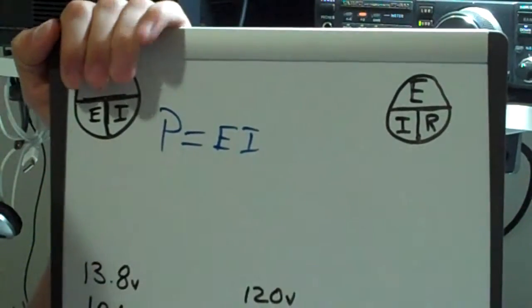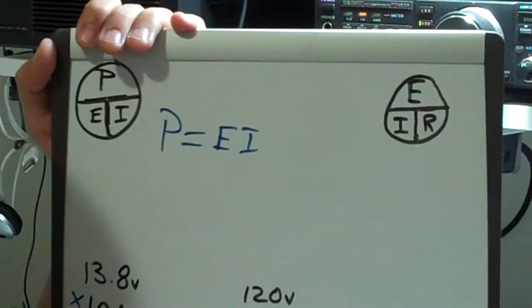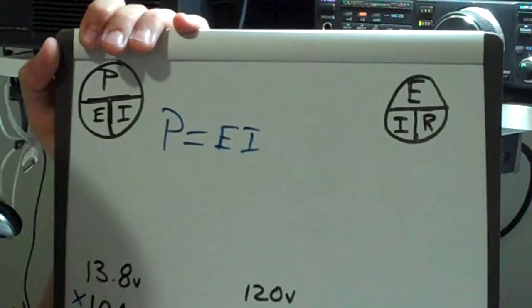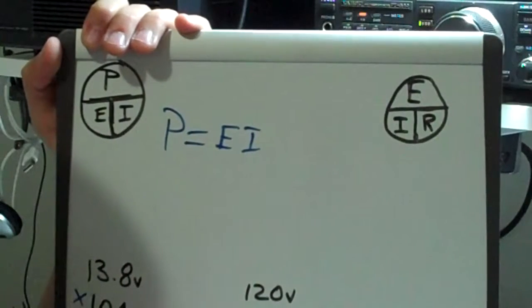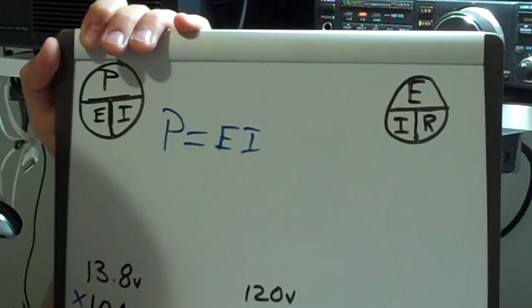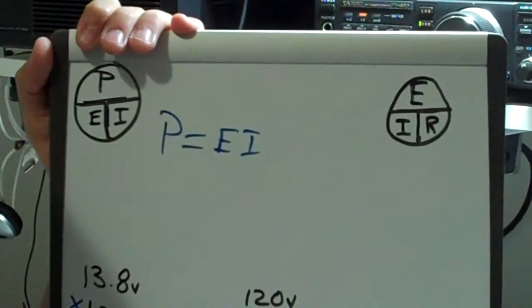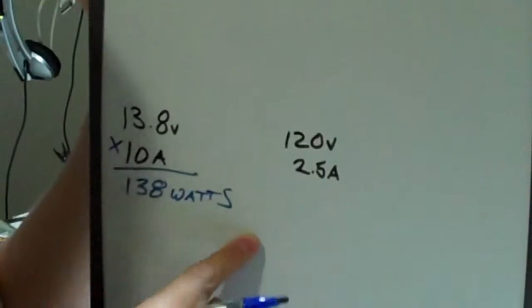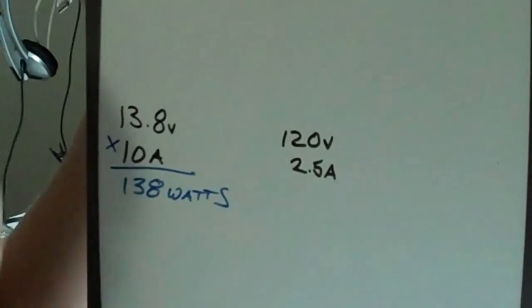How much power if there's 13.8 DC volts and a current of 10 amps? Well, EI means multiply, right? So 13.8 volts times 10 amps is going to be 138. What is power measured by? The unit of measurement for power is watts. So you just answered the question. The answer is 138 watts. Multiply volts times amps. If you can remember this little equation, that will help you.